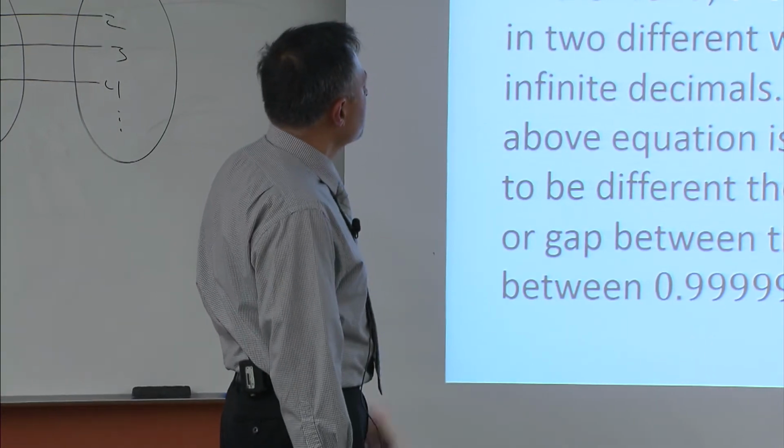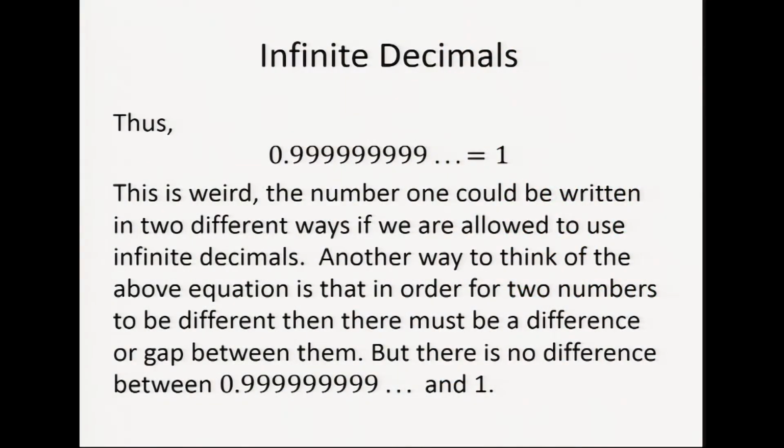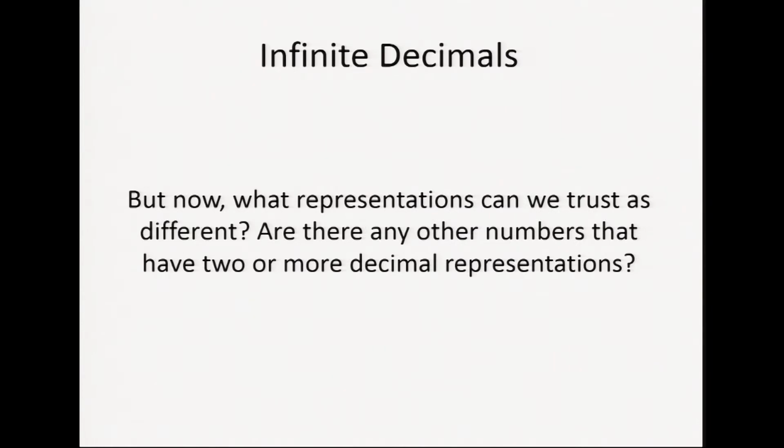Okay, so here we have that 0.999 is equal to 1. And this is a problem. Then we start becoming very skeptical. Two numbers, no, one number has two representations. What other numbers have two representations? If we want to work with decimals, we better be sure of this answer. Are there any other numbers that have other representations?